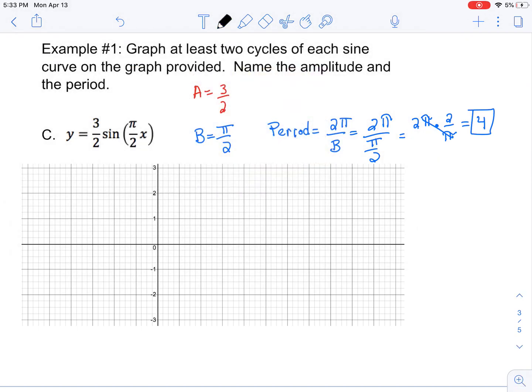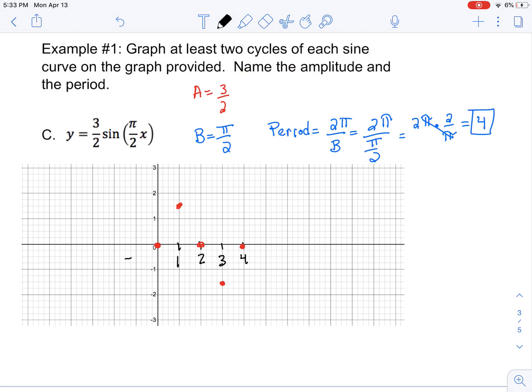So I'm going to go over 4 spots on my graph. 1, 2, 3, 4, and that's the end of my period. That'll be where one cycle ends. Half of that is 2, half of that is 1. So that's what I'm going to look like. This is a sine graph. My sine graph starts at 0. I have an amplitude of 3/2 or 1.5, so my peaks, my maximum and min will be at 1.5. So I start at the middle, up high, back to the middle, down low, back to the middle.